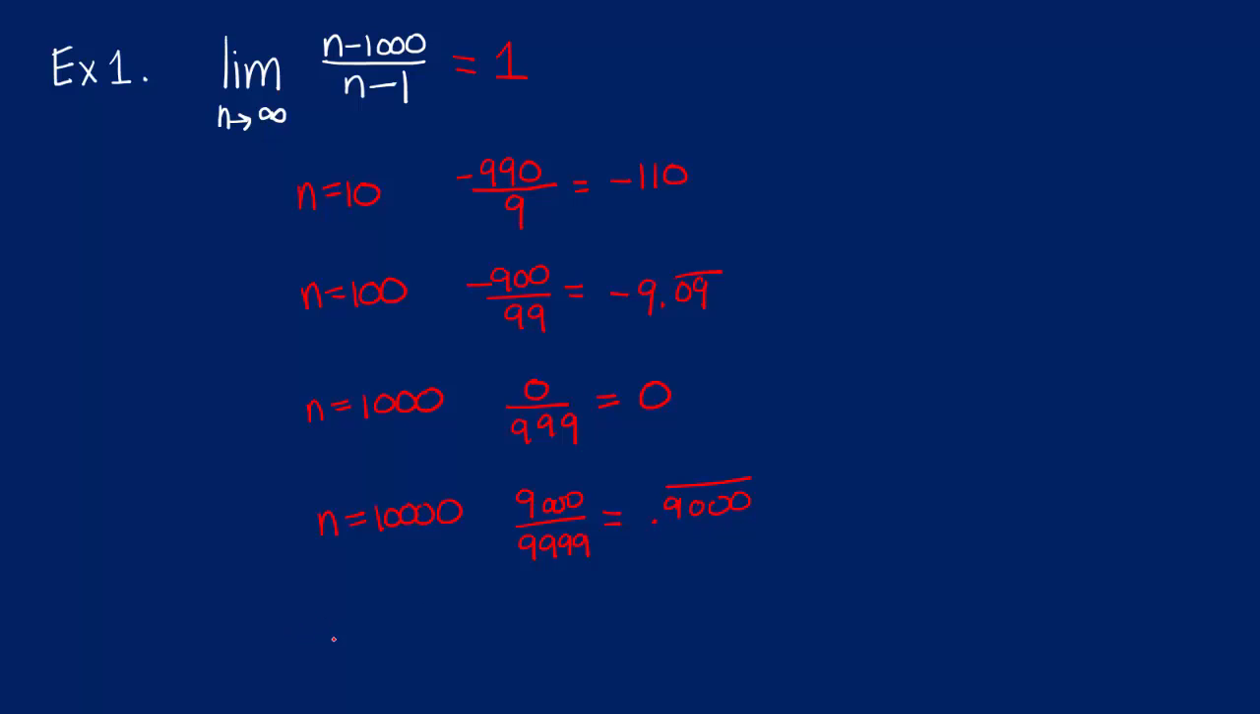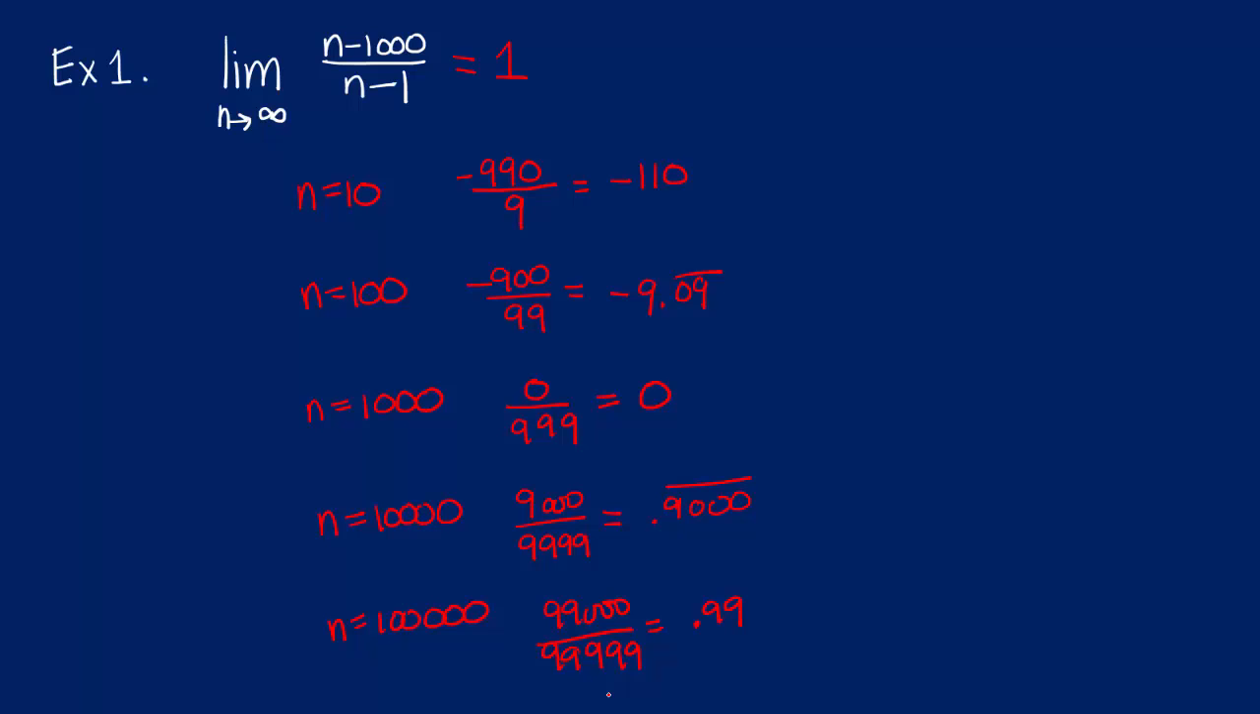Let's keep going. Let's go out to 100,000. 100,000 would give me 99,000 in the numerator and 99,999 in the denominator. That's about 0.99. Okay, that's really close to 1. And I think if we went out to 1,000,000, we would get 0.99 again. So we're starting to approach it, but how do I know?